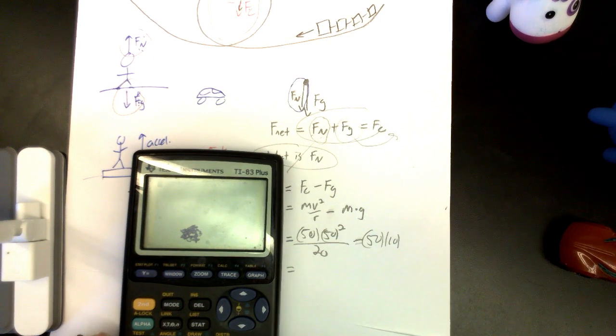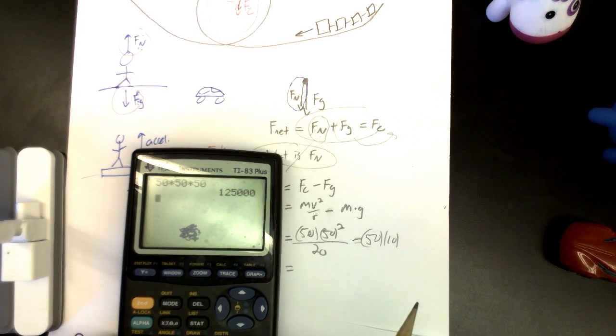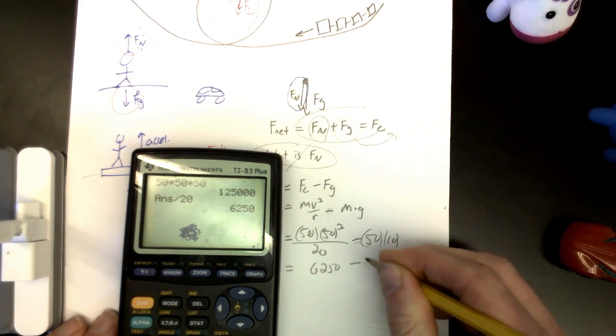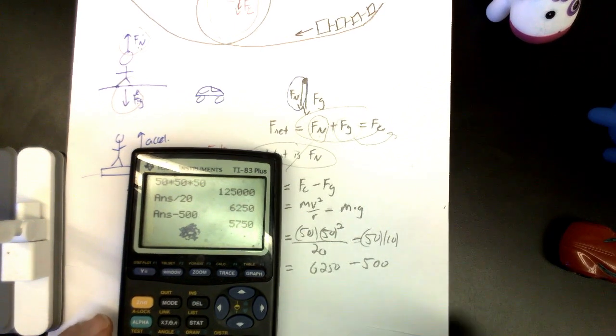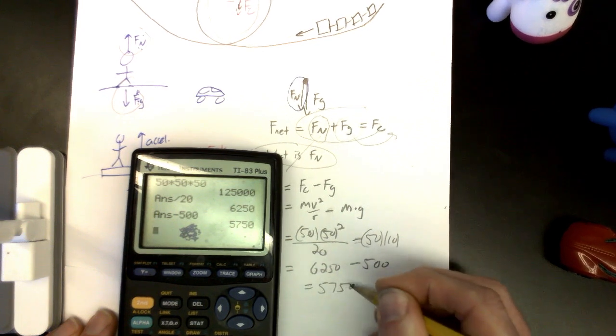Clear that away. So we get 50 times 50 times 50. That's 50 times 50 squared. And we're going to divide that by 20. So this is 6250 over here. And then we're going to subtract out 500. So 6250 minus 500, this whole thing is going to be 5750.